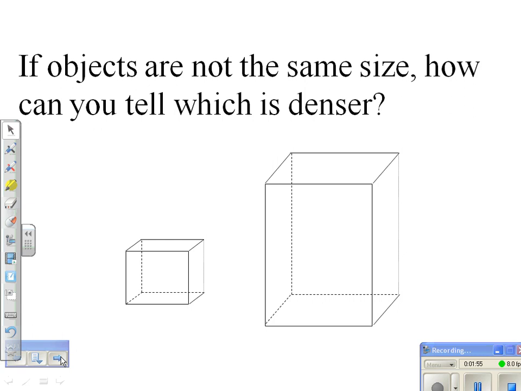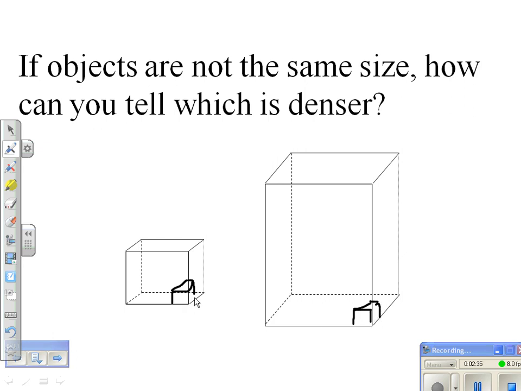Okay, it's a little trickier when you have objects that are dissimilar in size. We cannot see molecules, so we can't really just look inside the object to see which one's denser. We could do something by finding the mass of the objects, however, they're different sizes. That wouldn't really be fair. So what we would like to do is to cut the same size sample from each piece. And then we could simply find the mass of each piece.